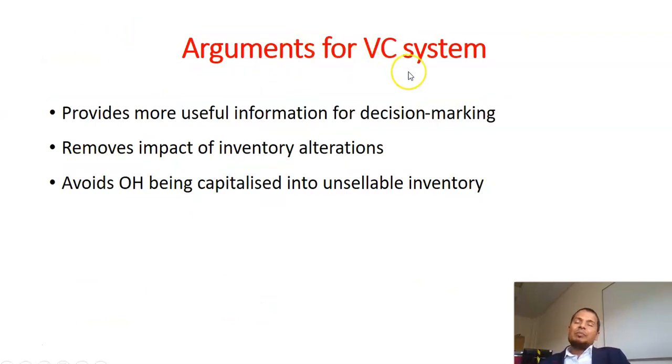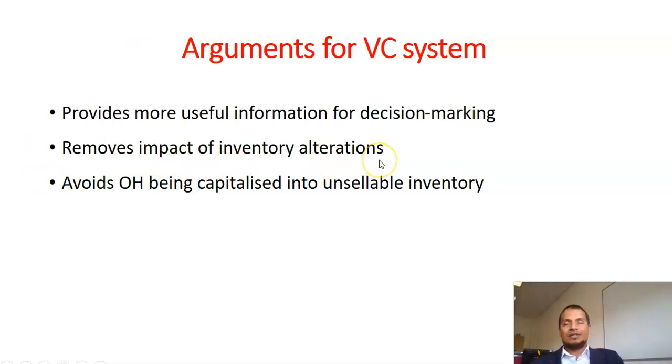Arguments for variable costing. What are the benefits or positive sides of variable costing? It provides more accurate, useful information for decision making. And that's why variable costing is used for internal decision making. The income statement that we prepare according to variable costing is used for the company's own decision making, and it usually shows a lower amount of profit, the real profit of the company.